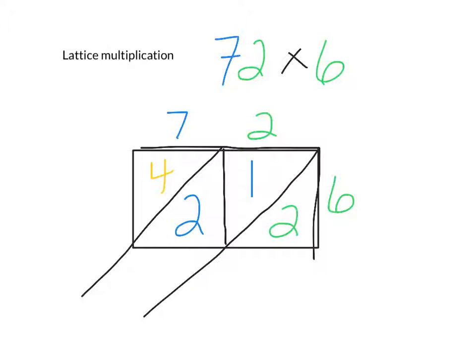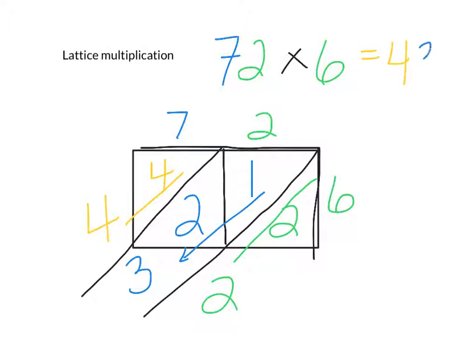Now, for the lattice, we just add down the diagonals. So the first diagonal I have is my 1s column. So all I have here is a 2. In my 10s diagonal, I have 2 10s plus 1 10. So that gives me 30, or 3 10s. And then the last one, I have 4, which is 4 100s. So my answer is 432.